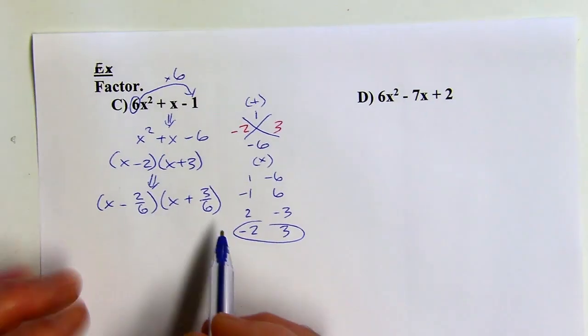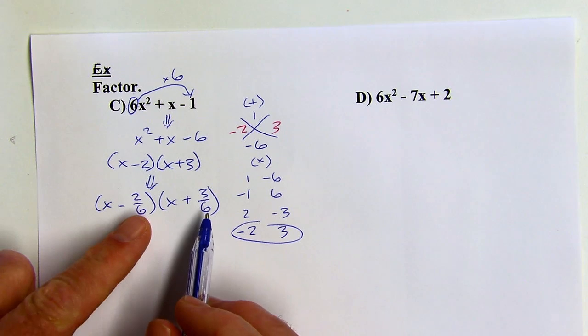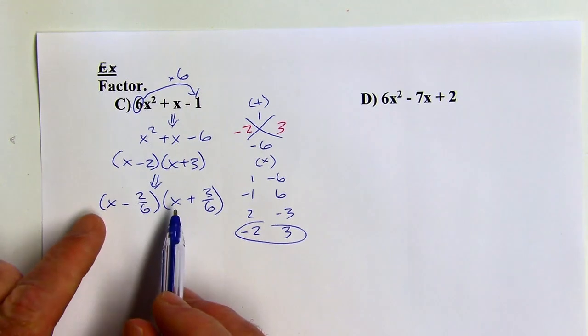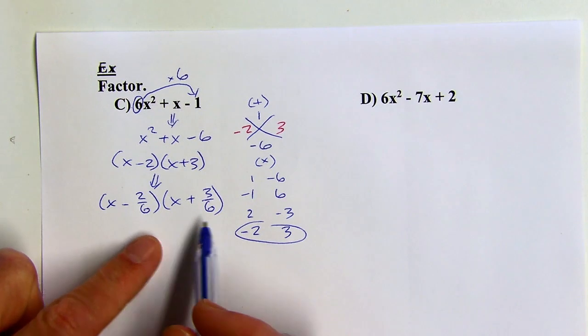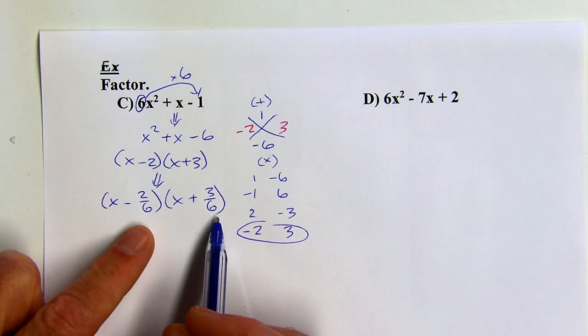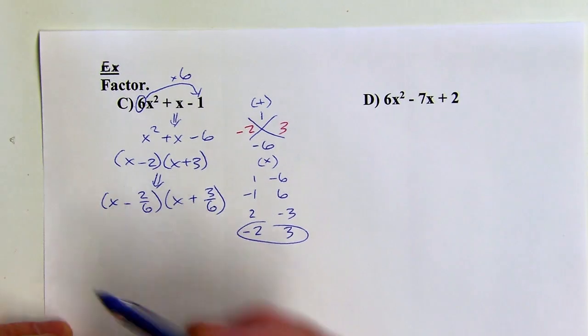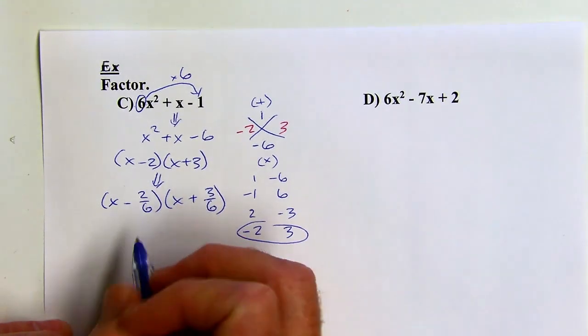Okay. Now at this point I see a mistake sometimes where people will pull the 6's out in front of the x's and say 6x minus 2 times 6x plus 3. But you don't want to do that because these fractions aren't reduced. That will give you the wrong solution. So you need to reduce fractions first.